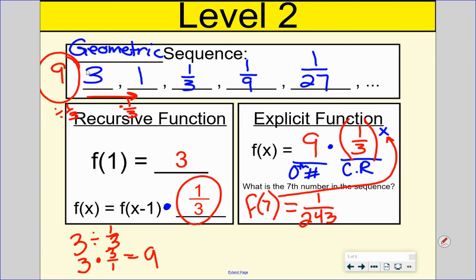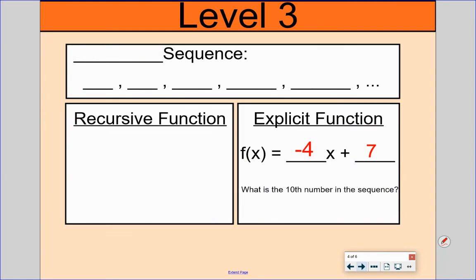All right, that was a great example where they gave us the recursive function, and we had to find out what the sequence was. Another one here. They're giving us the explicit function, and we need to figure out what the sequence is. Well, let's even just determine if it's arithmetic or geometric. Right here, they gave us this plus. With the plus sign, we know that this is our constant difference times x plus our 0th number. And this matches with an arithmetic sequence. So arithmetic.